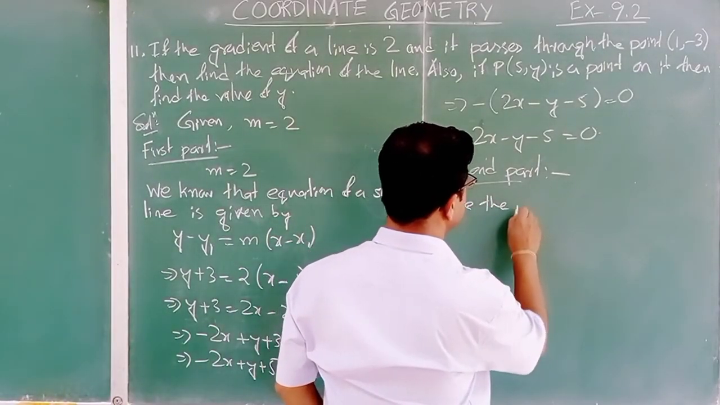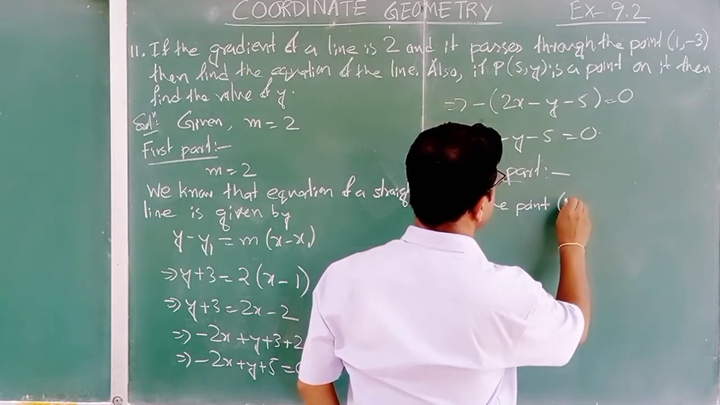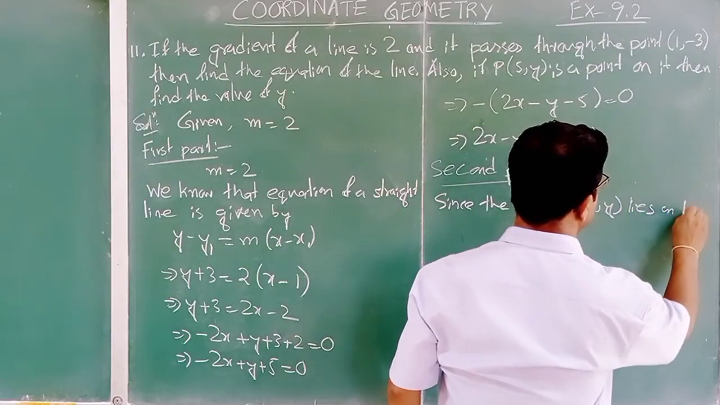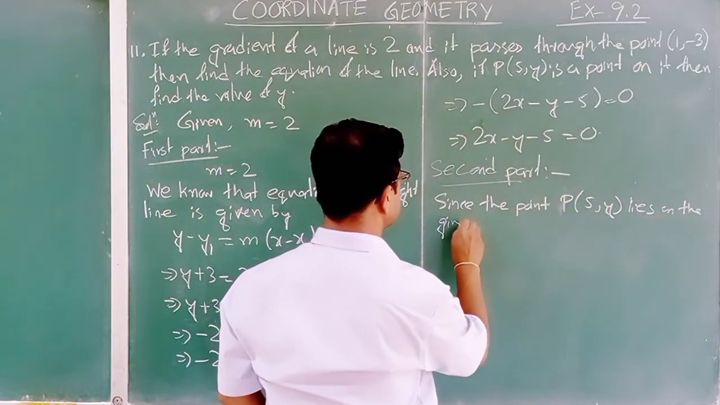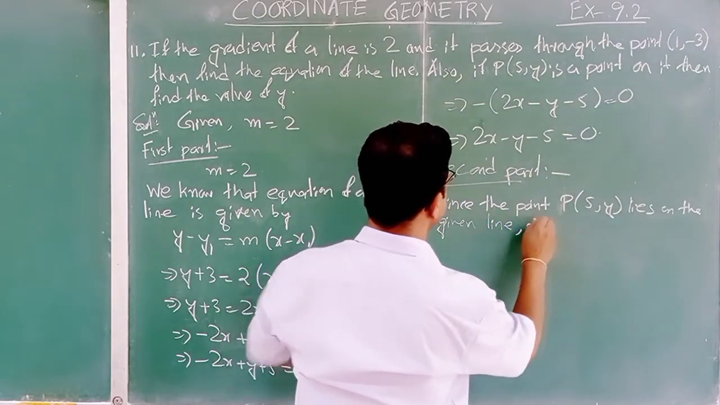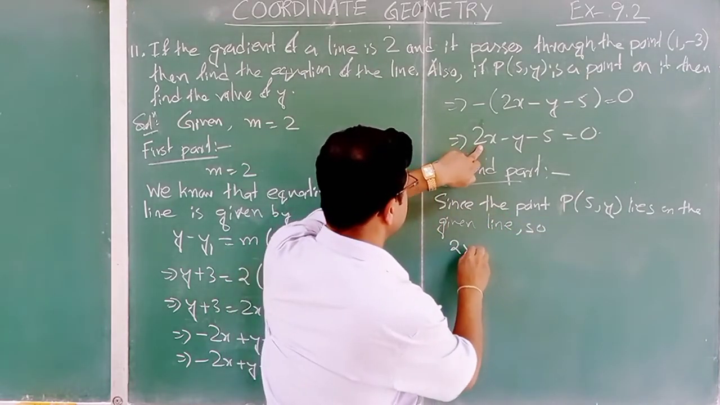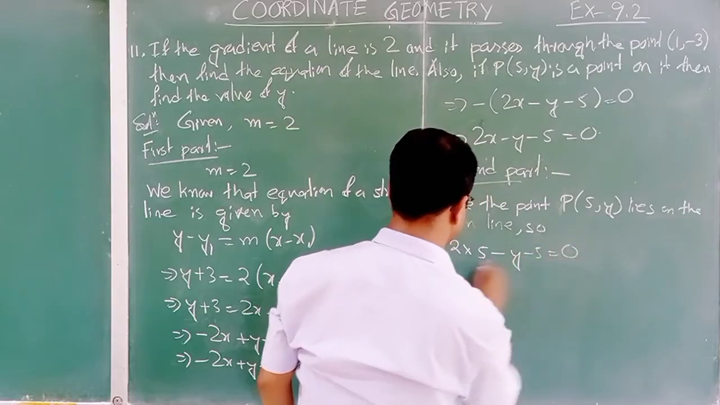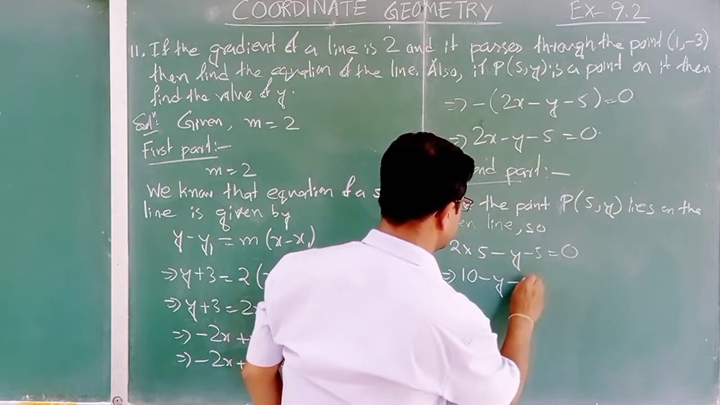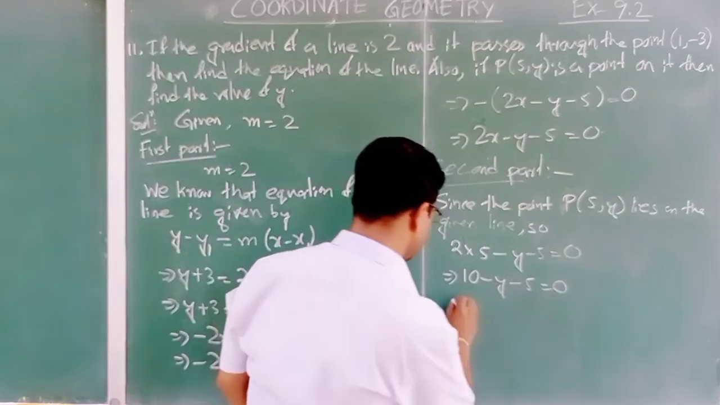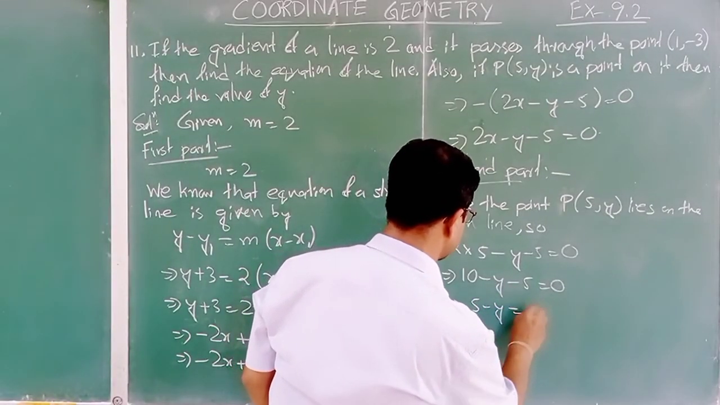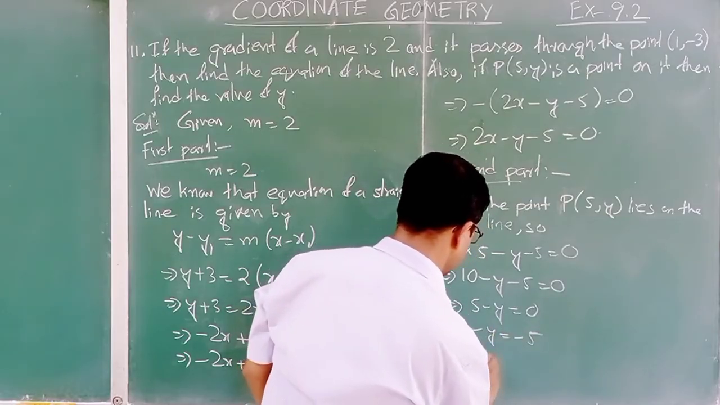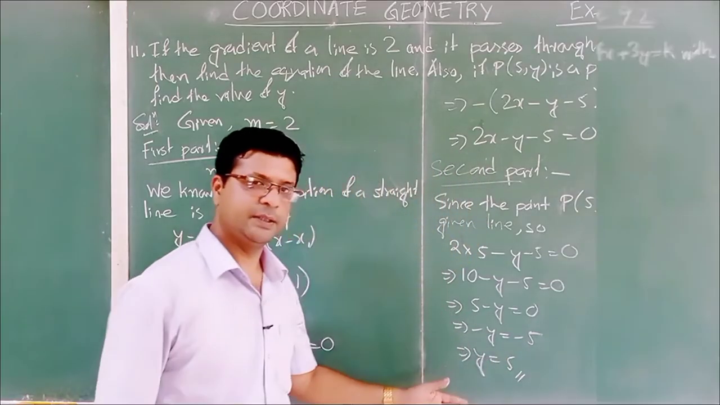Since the point P (5, y) lies on the given line, let us substitute the values of x and y. 2 into, what is the value of x? 5, minus y, minus 5 equal to 0. So this is 10 minus y minus 5 is equal to 0. Just solve and find the value of y. So this is 5 minus y is equal to 0, minus y is equal to minus 5. Let us remove the minus on both sides: y is equal to 5. Thus we have solved it.